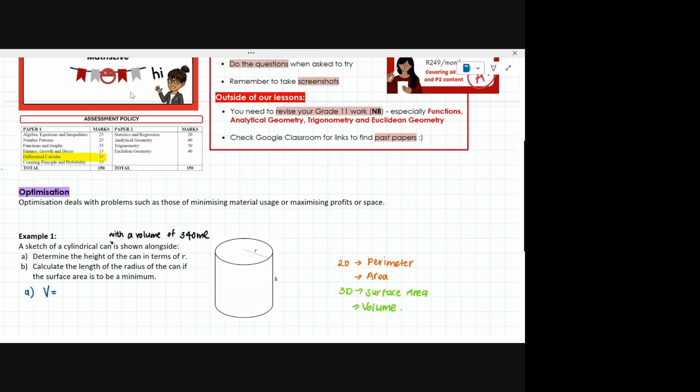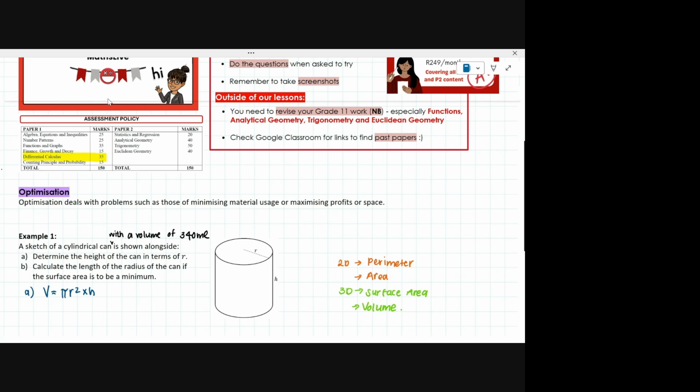We're going to get there very slowly. Pi r squared, and then we will times it by the height of my cylinder. So pi r squared times height. So any right prism is area of base times height. Now remember, we've been given the volume. However, what we need to bear in mind is that the volume has been given to me in milliliters.